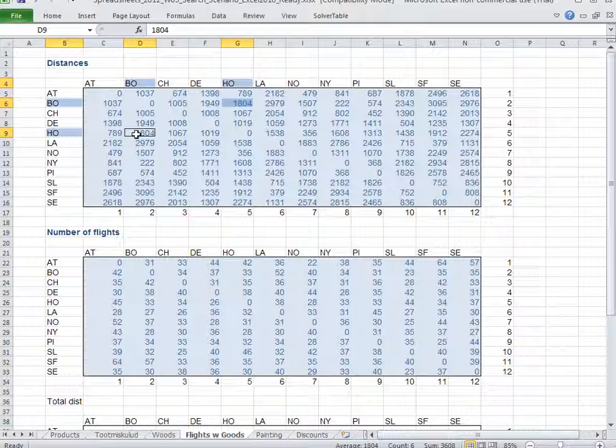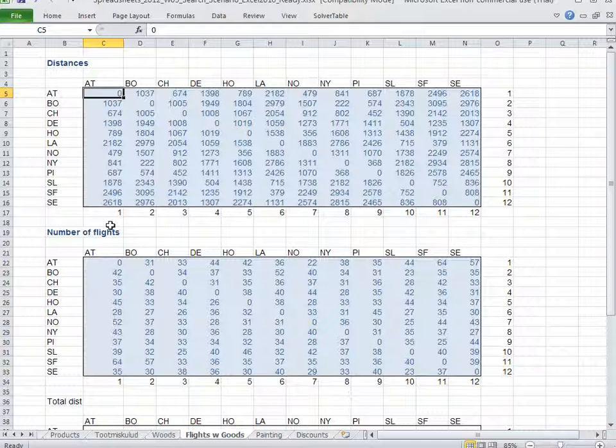Okay, now the next thing about this table is that it contains, as the term goes, zeros on the main diagonal, because if we were going to fly from Atlanta to Atlanta, it would take us exactly 0 miles.